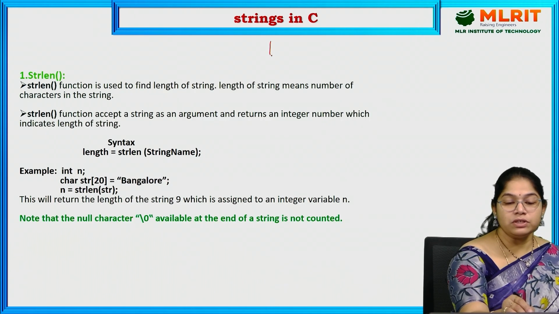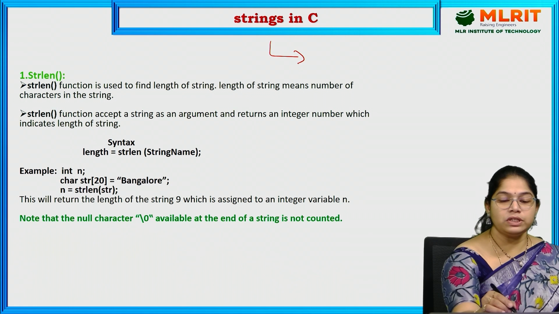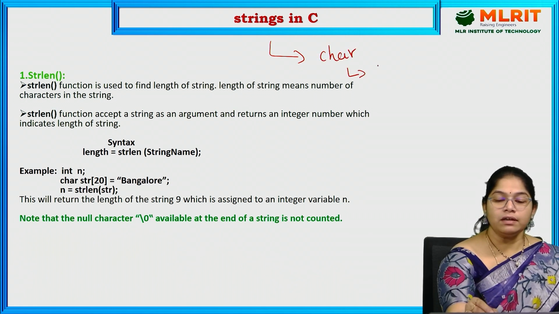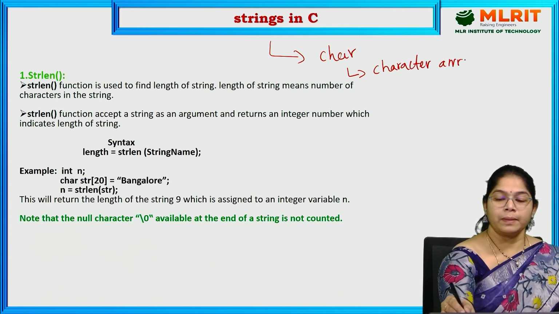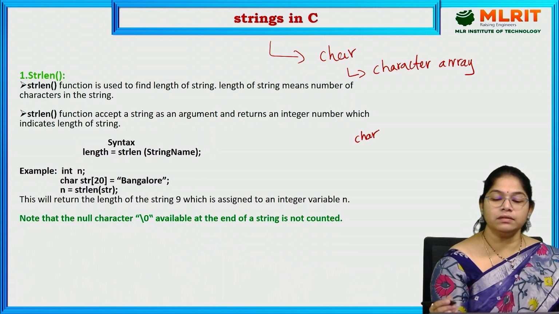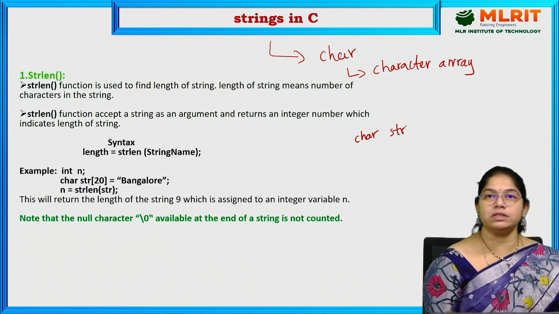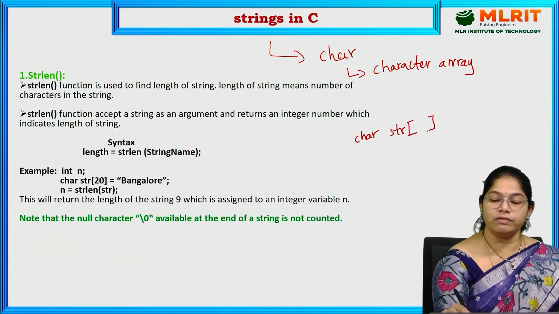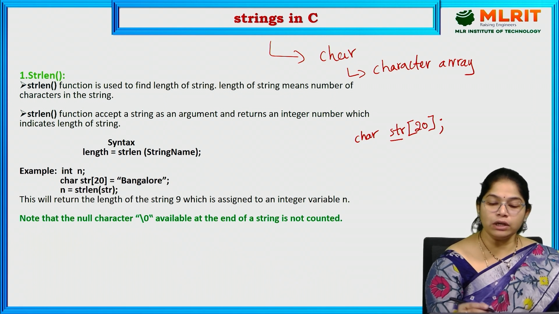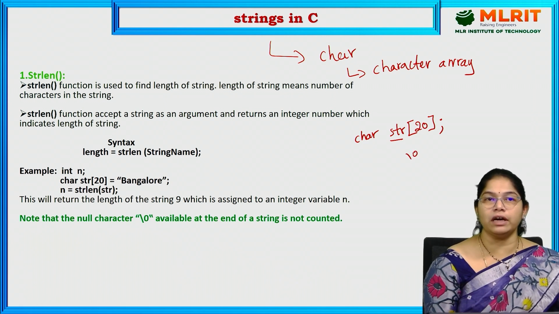In the previous session we discussed what a string is. A string data type is always a character data type, and a string is an array of characters, or a character array. How to declare a string? The data type is char, then a string name, let us suppose str. It is a character array, so we have to mention the size of the string. That means this string can store 20 characters including the null character, because a string always terminates with a null character.